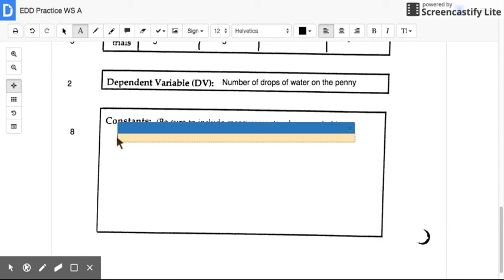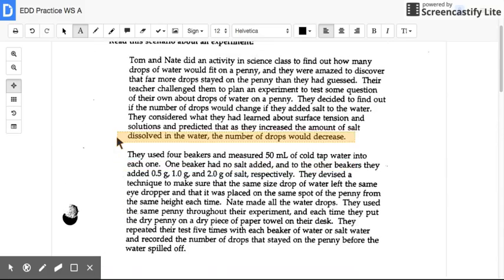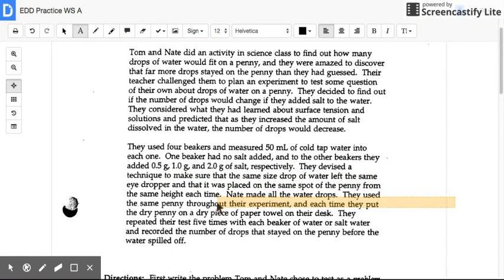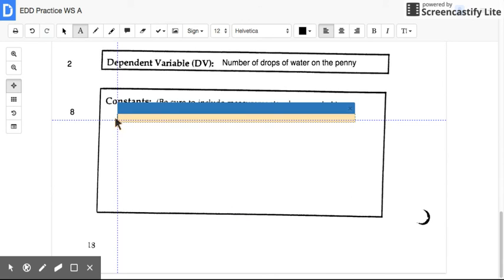Constants are nice. You always need 3, and they're the things that remain the same in an experiment, thus the term constant. So what other things are going to remain the same? Well, if you go back and read about Tom and Nate, notice that it has several things that they talked about. They talked about that Nate made all the water drops. They used the same penny. They always did it on a dry piece of paper towel. So we can go in and we can fill those in.